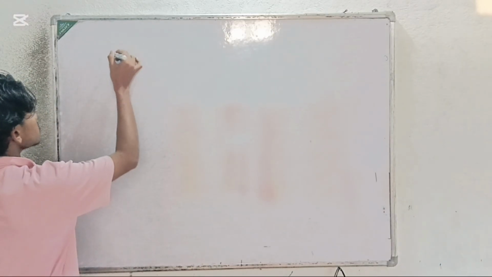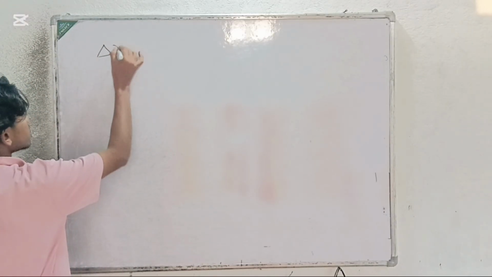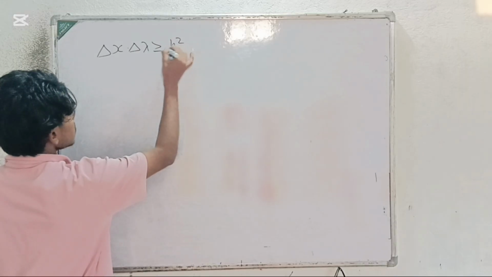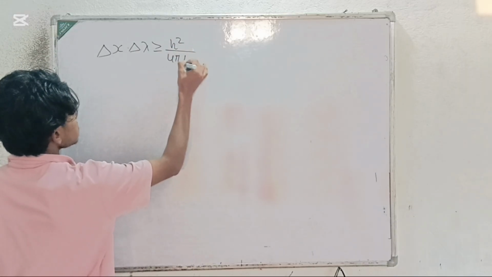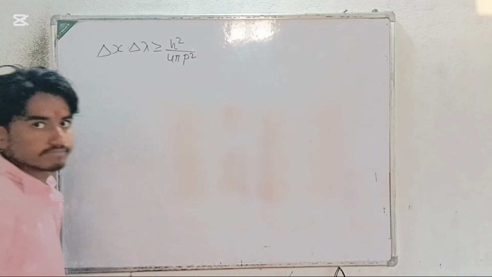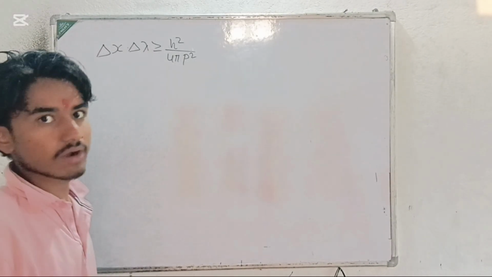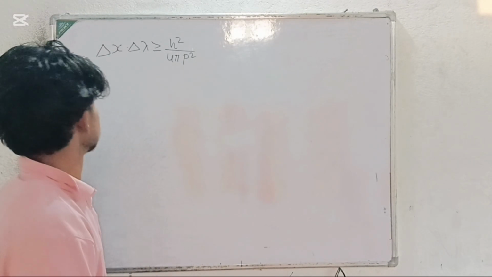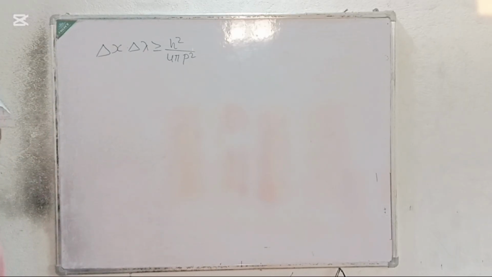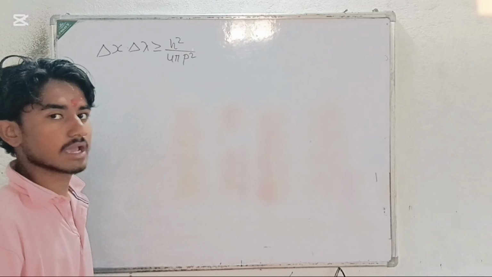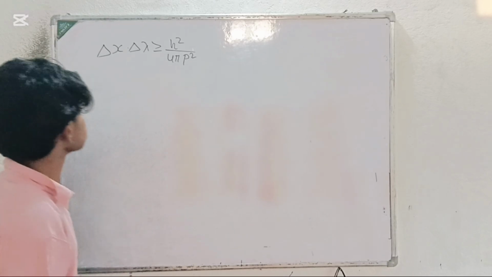So up to some point we have derived that the uncertainty in position and wavelength is greater or equal to h square over 4 pi p squared. If you remember, you do not have to remember all this formula because it doesn't show in our textbook. There you will see only the form of the Heisenberg uncertainty principle, that is delta x into delta p is greater or equal to h over 4 pi.